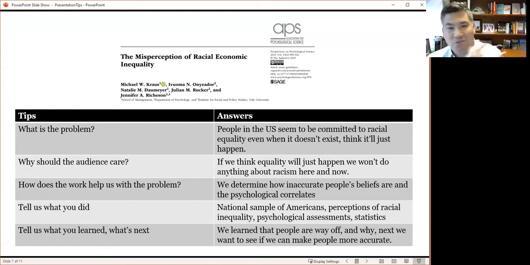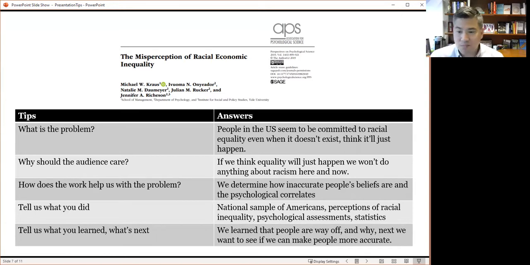And they do those ratings at different time points, and then we measure those ratings against actual statistics collected by the federal government on actual wealth differences between Black and white families. We compare that difference to see how off people are and how much people are likely to overestimate racial equality and progress towards it. Tell us what you learned and what's next.